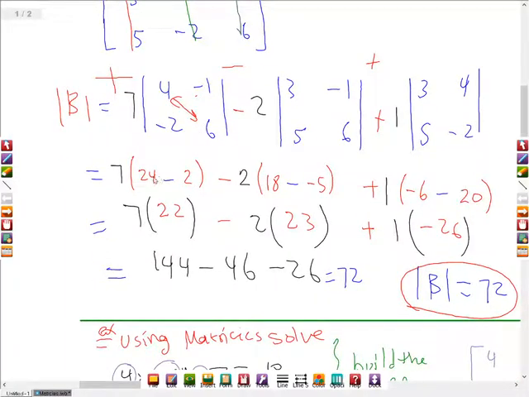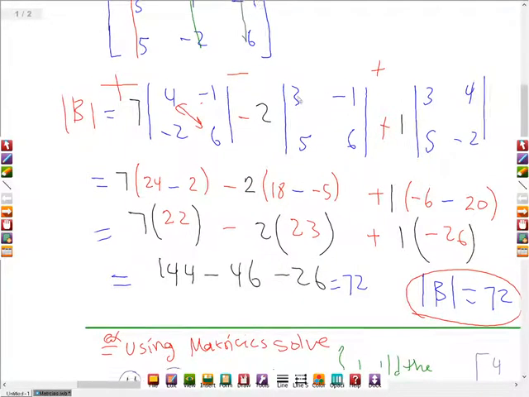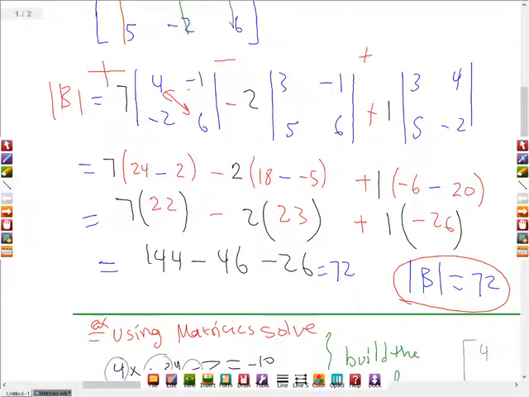4 times 6, 24. Always start from left to right. 4 times 6, 24. The sign here is minus. -1 times -2 is +2. Leave -2. 3 times 6, what is 3 times 6? Something simple. 3 times 6 is 18. Minus. You see what I did? -1 times 5 is -5. The sign here is negative. 3 times -2?